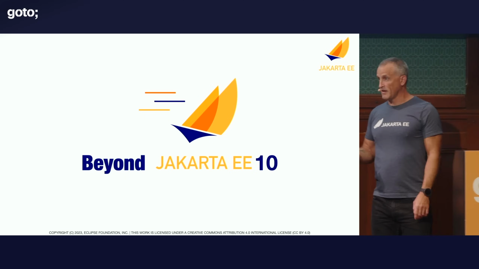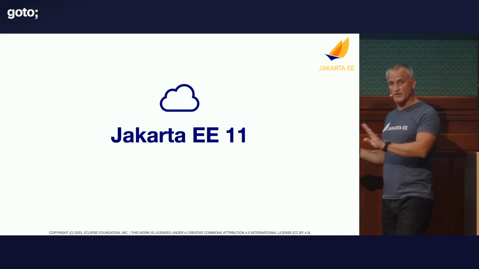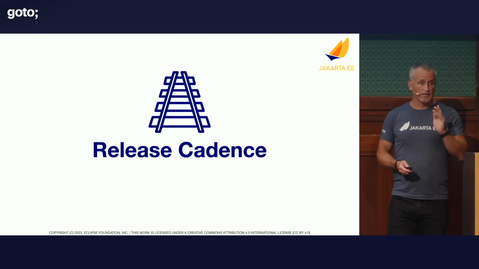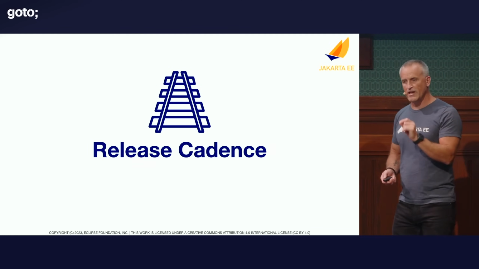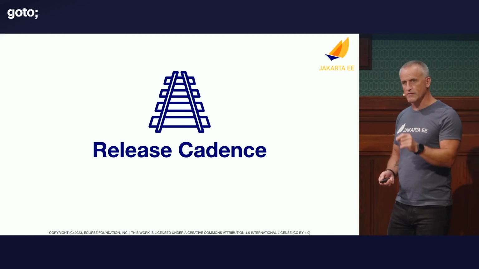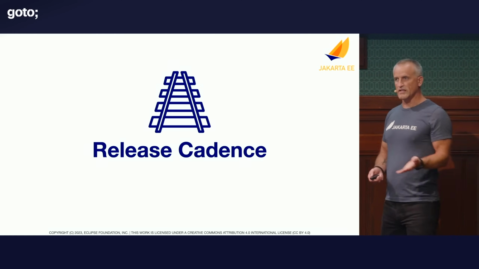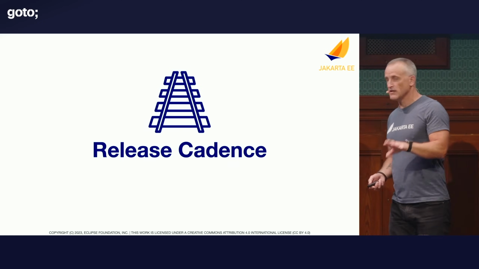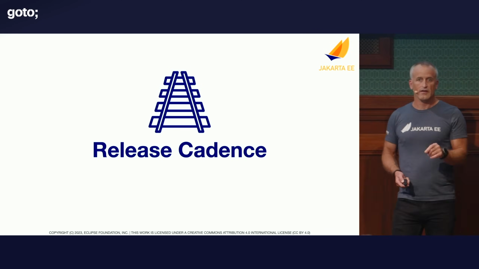So we have 3 minutes left, is that right? Yeah, and so I'll just go over what's happening after 10, and that is 11. With 11, we are establishing a little bit more permanent release cadence. So we want to release a version of Jakarta EE within 6 months after a Java SE LTS version. And as you know, Java 21 is due in September this year. That means that in March, April next year, we will release Jakarta 11. At least that's the plan.